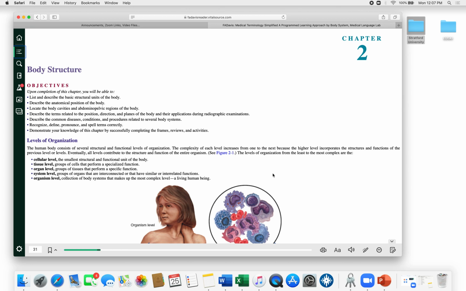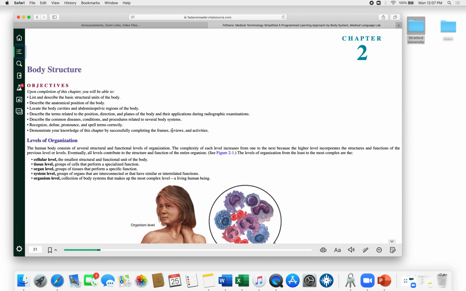This is week 1, chapter 2, medical terminology, and this is body structures. This is a quick lecture, a quick overview. If you look at your objectives: structural units of the body, anatomical positions. You'll also see that again in anatomy, physiology, and your clinical classes. Body cavities or regions of the body, and terms related to position.